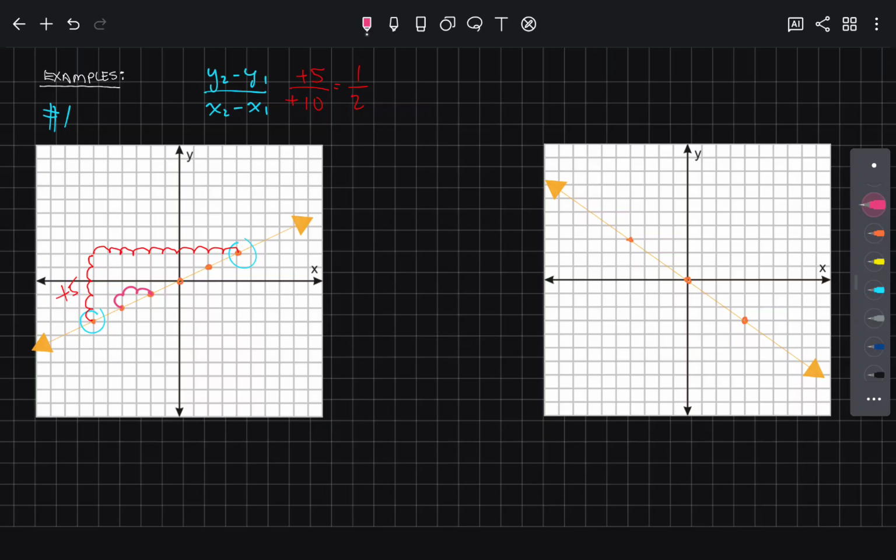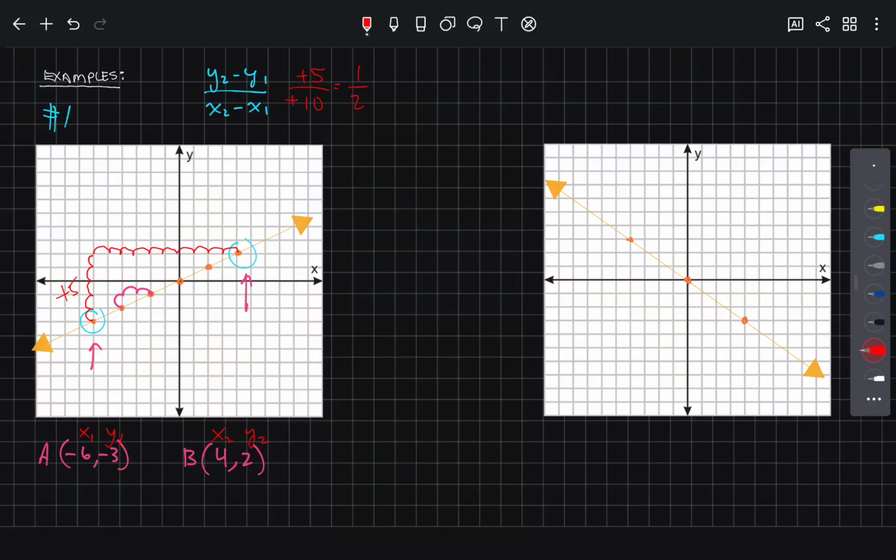Now, let's say you don't have a graph and you need to find the slope of the line. Well, I chose this point right here and this point right here. So that's at negative 1, 2, 3, 4, 5, 6. So negative 6. Down 1, 2, 3. Negative 3. Okay, so let's call that point A. And then the other point at the very end, 1, 2, 3, 4. So point B was 4, and I went up 2. So just like everything else, I'm going to label x1, y1, x2, y2.